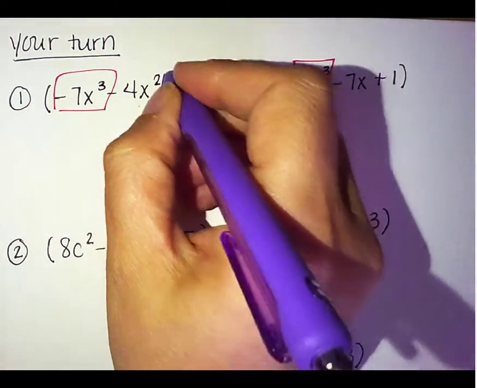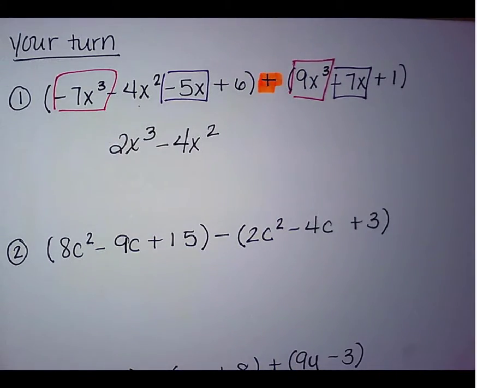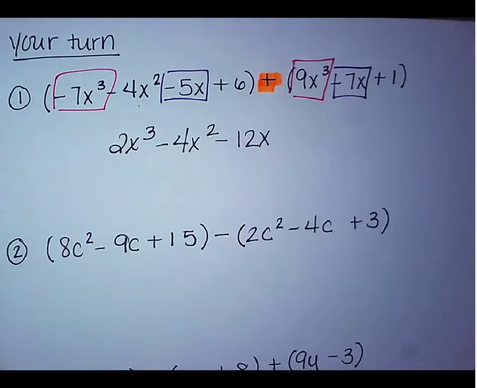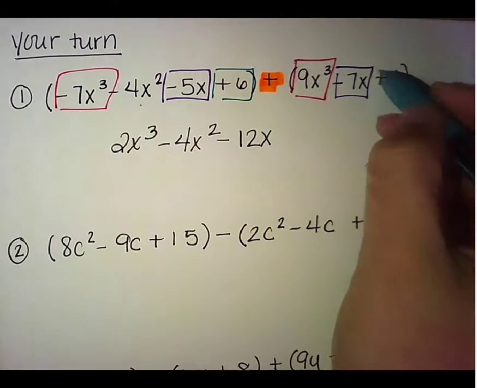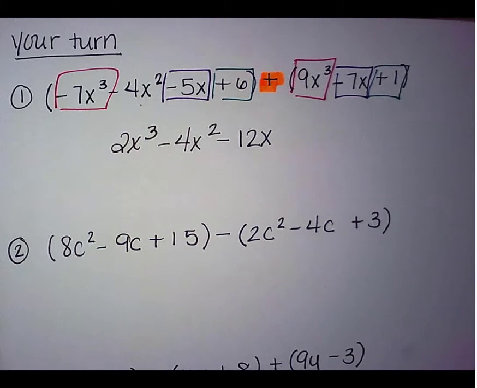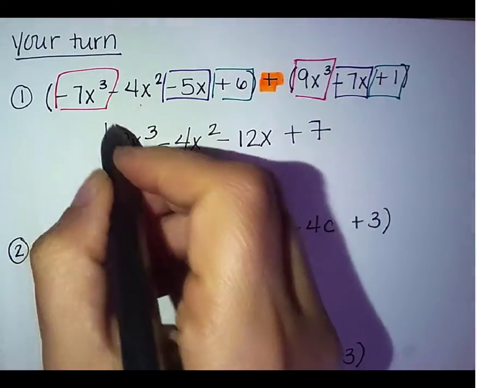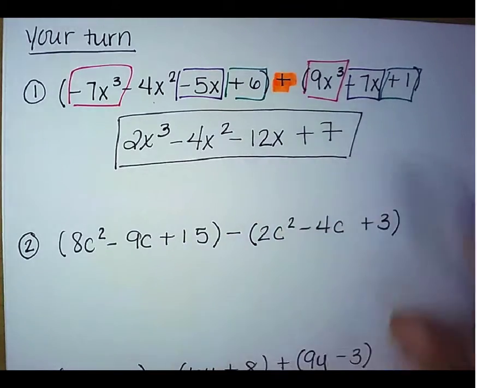So now we have negative 5x and we have a negative 7x over here. Since they're both negative, we're going to add that together to get negative 12x. And then our last set of like terms, we've got a positive 6 and a positive 1. Again, those are the same signs, so we're going to add them and keep their signs. So that's going to give us a positive 7. So this is our first answer, 2x cubed minus 4x squared minus 12x plus 7.